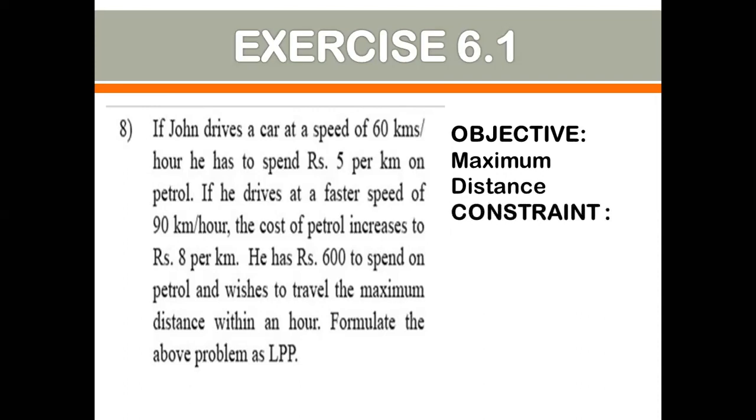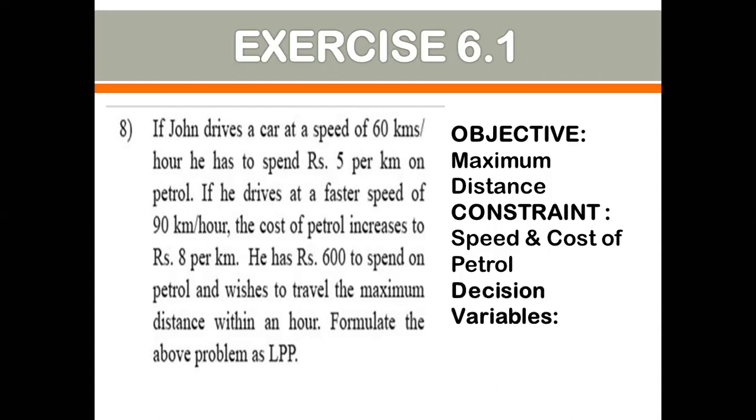Now, what are the constraints? Now, he has to cover maximum distance within certain limit. What is the constraint over here? The speed, that is the time. Correct. Speed and the cost of petrol. So if he is driving at a speed, he has to travel maximum distance within an hour. So basically he has 2 constraints over here, that is speed depending upon the time, and petrol he will require. He has to spend money also. So cost of petrol. These are the constraints.